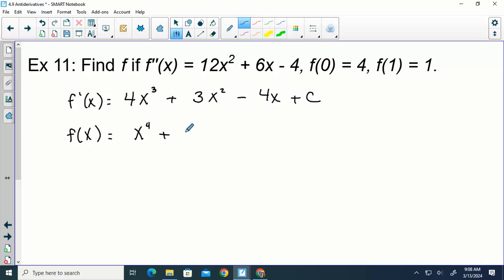Antiderivative of 3x squared. So if you add 1 to your exponent, that's x cubed. So you multiply it by the 1/3, and it would cancel. Minus, if you add 1, that's x squared. So 4 times a half is 2. What is your constant going to get with it?